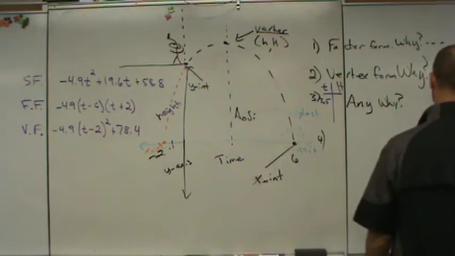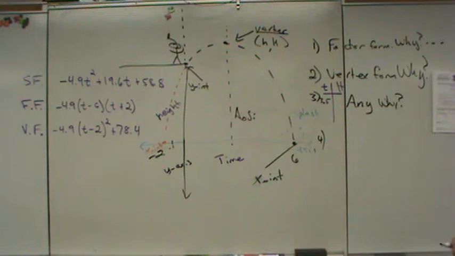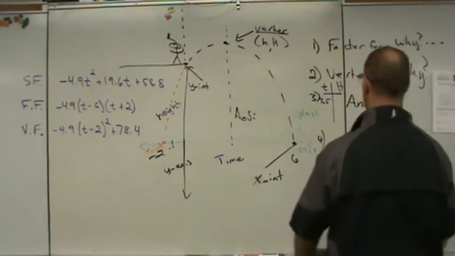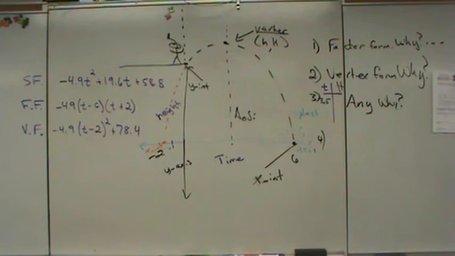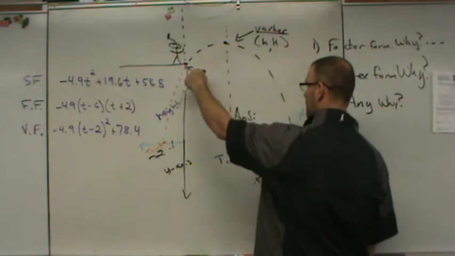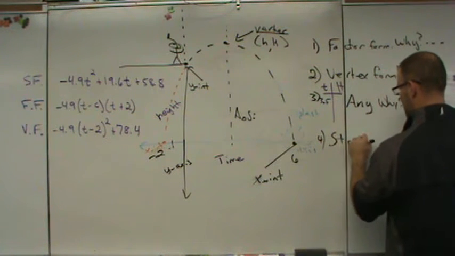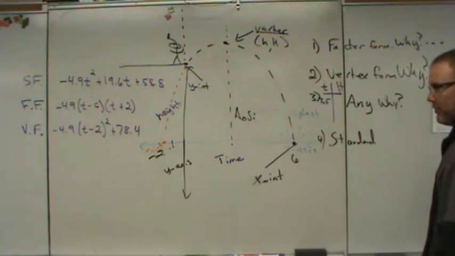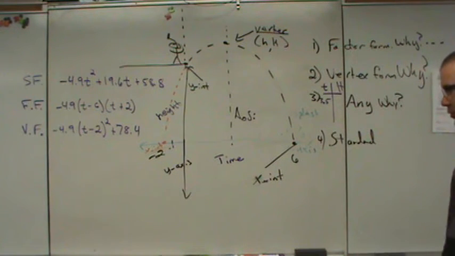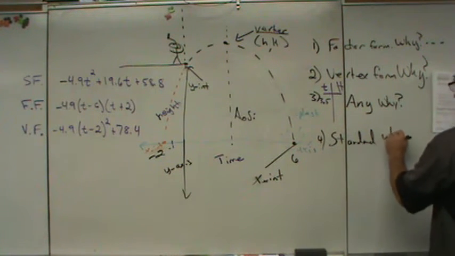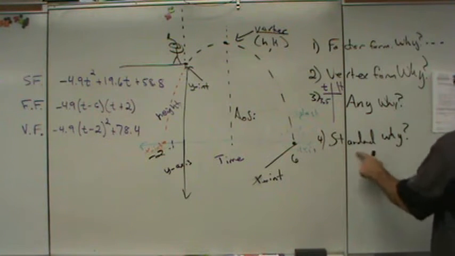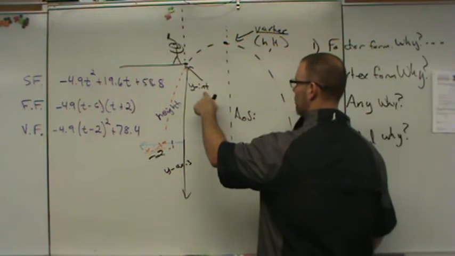All right? And then finally, question 4. Which one helps me determine what the y-intercept is? Okay? Well, how far above the lake is the cliff? Or what does this represent? It represents the y-intercept. Well, hopefully you're saying standard. And some of my students say, well, gee, it's the only form we haven't chosen. Well, that's true. It is the only one we haven't chosen. But why is standard form the best for determining the y-intercept?